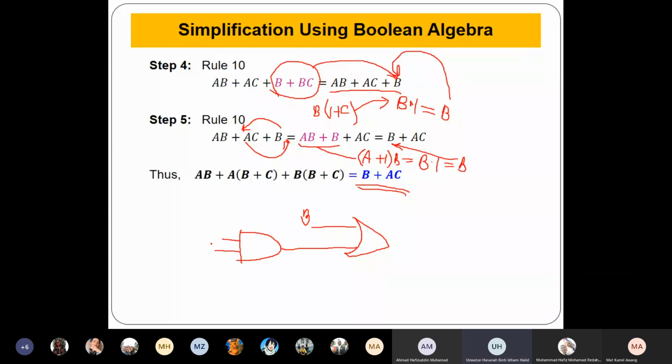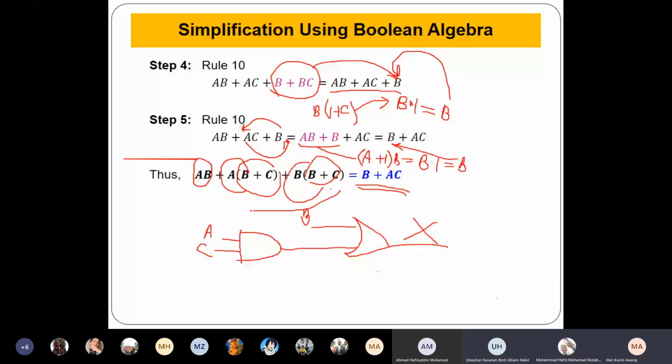AND gate, NOT gate. So that is the X output. So you come up with only 2 gates. For this one, you have 1 gate, 2 gates, 3 gates, 4 gates, 5 gates, which become 3 gates.